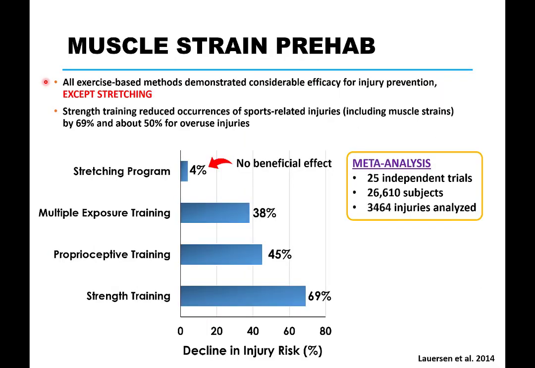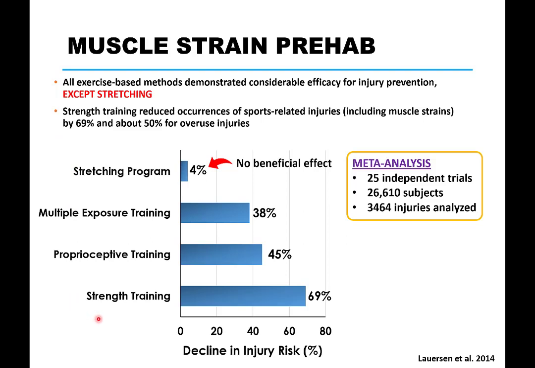Now, another burning question we have in sports medicine is, are there effective prehab modalities for muscle strains, to prevent muscle strains, in other words? In another comprehensive meta-analysis, researchers examined 25 independent trials that included 26,610 subjects and 3,464 injuries were analyzed. These researchers examined studies that investigated the effects of various prehab programs on injury risk. The major programs that were assessed were stretching programs, multiple exposure training, proprioceptive training, and strength training.